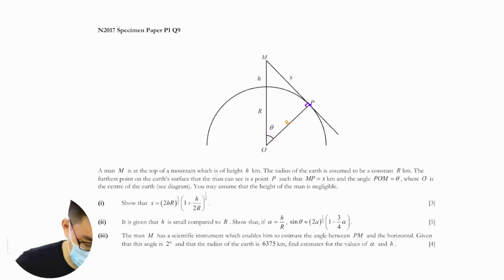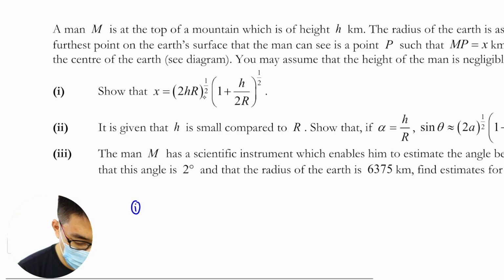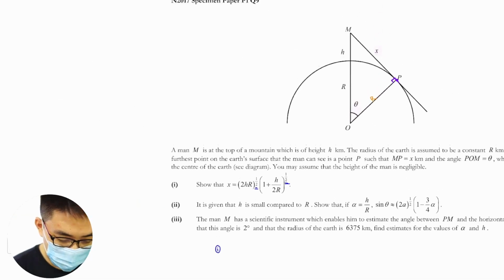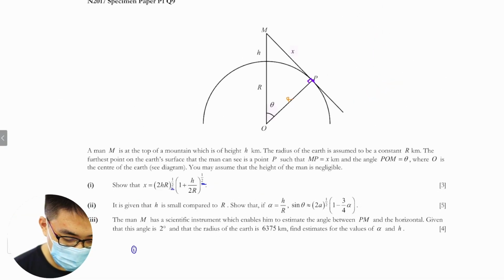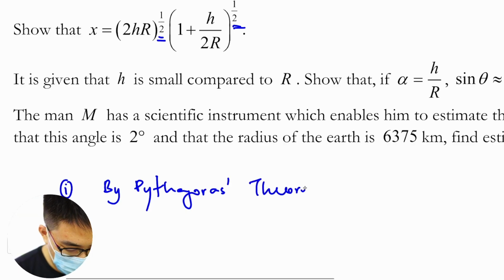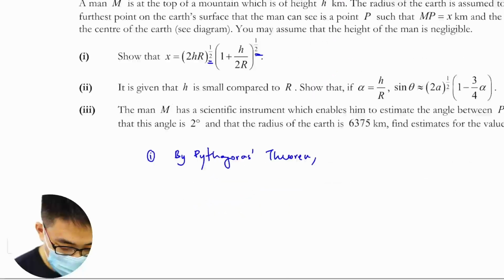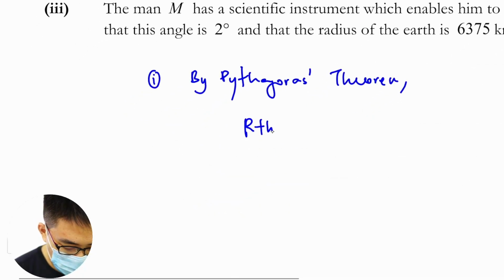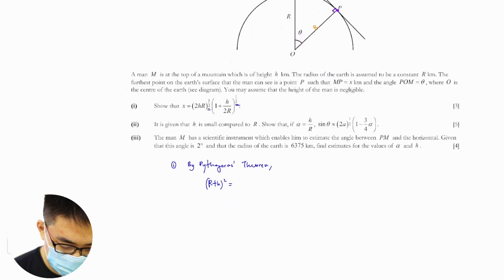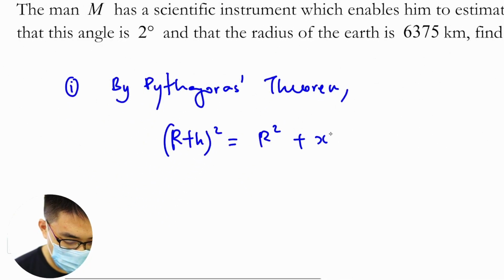So you can actually see that. If you're told to show, just use Pythagoras theorem. I see a lot of root here. I see that this is a right angle triangle here. So by Pythagoras theorem, I know that (r plus h) square equals r square plus x square.